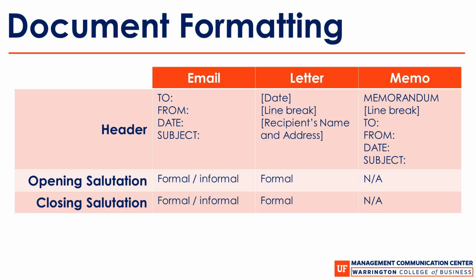So emails, letters, and memos primarily differ in terms of their header, as well as their opening and closing salutation, right? So emails and memos have to, from, date, and subject lines. Memos also typically have the word memo or memorandum at the top of the page, whereas letters begin with the date when the writer is sending the message, followed by the audience's name and address. And then emails and letters have opening and closing salutations of varying levels of formality, whereas memos do not.